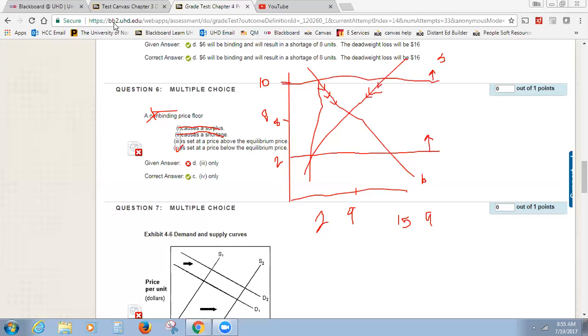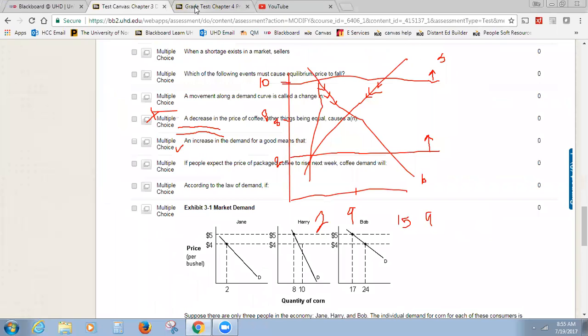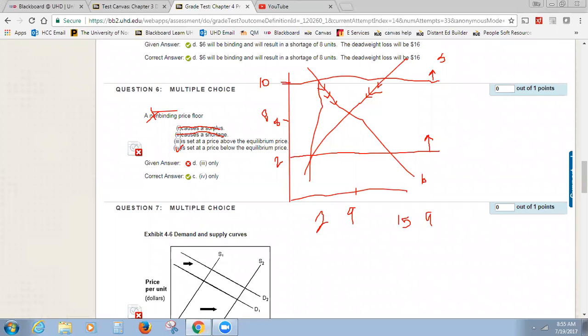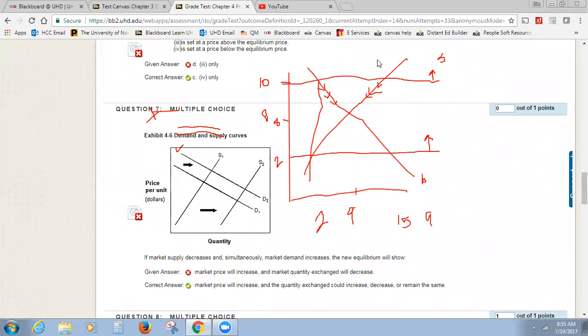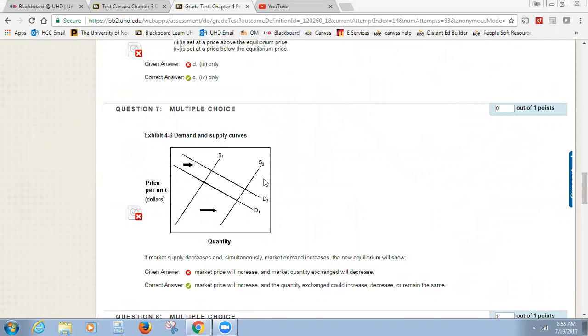I also want to talk on, I believe it was also mentioned, number 6. Let me go down here, and let me clear up. So for number 6, if the market supply decreases and simultaneously market demand increases, the new equilibrium will show.